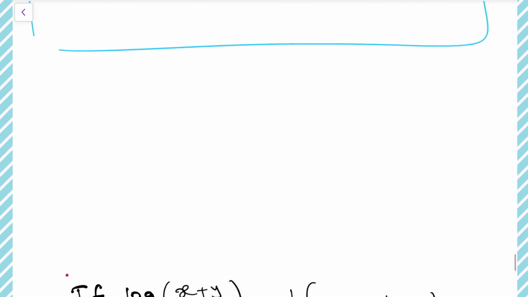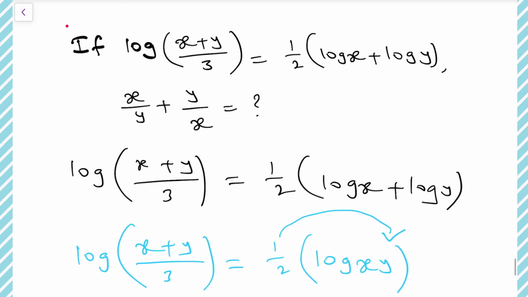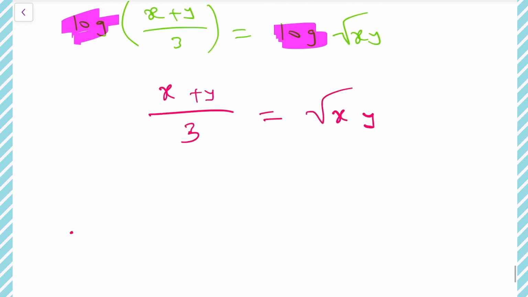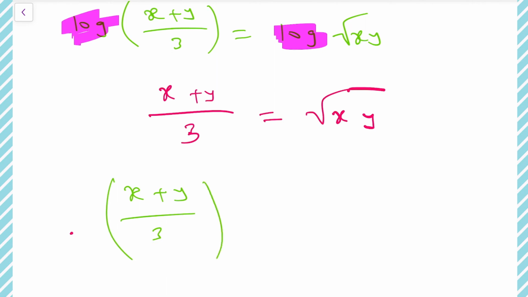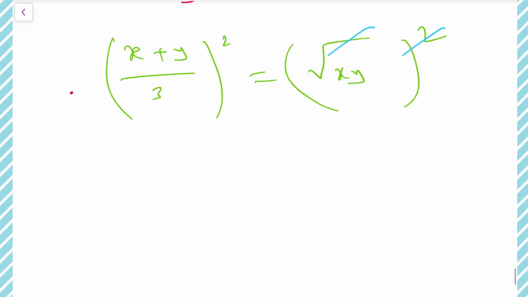Now in the question he is asking us to find the value of x by y plus y by x, but in that a square root is not there. But here we got a square root. So to remove that square root, we need to square both sides. So if we square both sides, what will we get then? ((x plus y)/3) whole square equals root xy whole square. Square root and square cancel. Then we remain with (x plus y)/3 whole square, which can be written as (x plus y) whole square by 3 square, which equals xy.